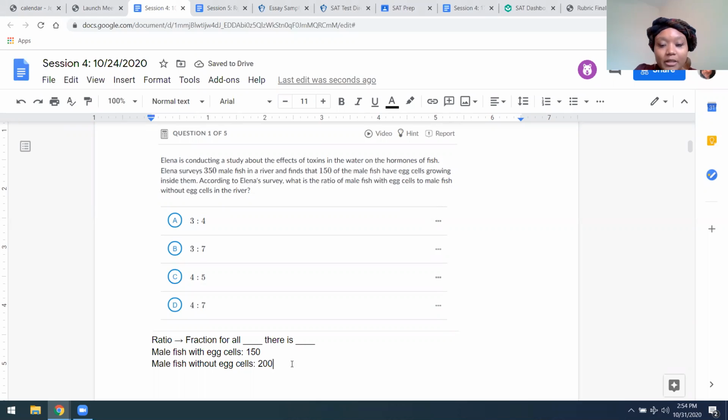200. So now we can go ahead and make a ratio or a fraction out of this. Going back to the question, it says ratio of male fish with egg cells, which we know is 150, over male fish without egg cells. After our simple subtraction, we know that number is 200. So our ratio or our fraction is 150 over 200. Now, what does this simplify down to?